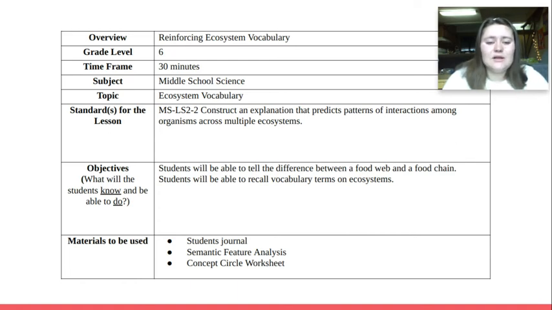My standard that I went off of was construct an explanation that predicts patterns of interactions among organisms across multiple ecosystems. Through this activity, students will be able to tell the difference between a food web and a food chain, and students will be able to recall vocabulary terms on ecosystems. I want them to be able to recall these terms because they would have been terms that we learned in previous lessons the past few days in class, hypothetically. The materials used for this class are going to be a student journal, semantic feature analysis, and concept circle worksheet.